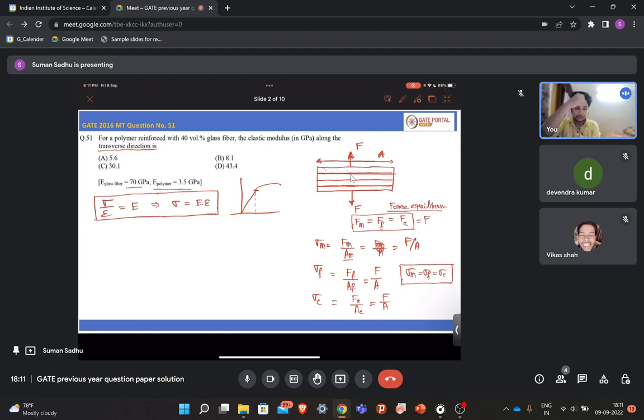Now from the geometry of the deformation, if we extend this polymer in the transverse direction, what will be the total strain? The total strain, let's say strain in the composite, will be equal to the volume fraction of the fiber into strain in the fiber, plus the volume fraction of the matrix into strain of the matrix. So this will be the total strain, right? You got it up to this point. If you have any doubt, just let me know, then we will move further.